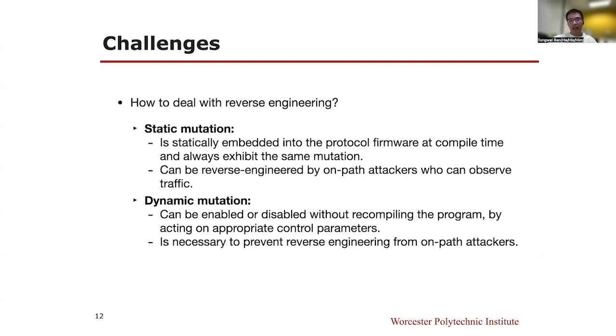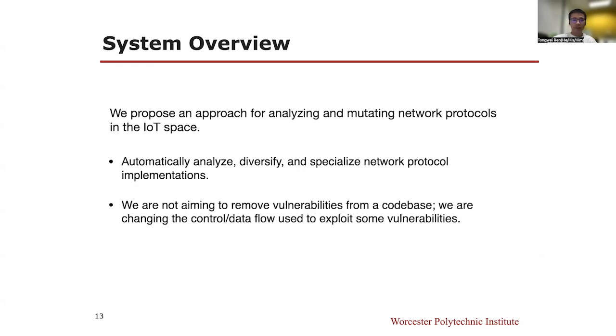By analyzing traffic, attackers can know how to mutate an original message. And a dynamic mutation is one which can be enabled or disabled without recompiling the program by acting on appropriate control parameters. Thus, dynamic mutation is necessary to prevent reverse engineering.